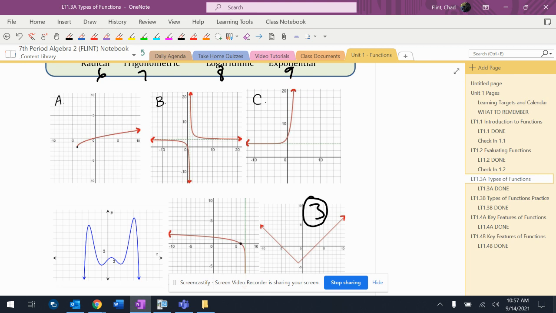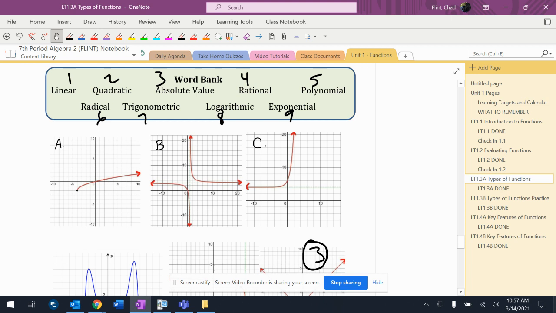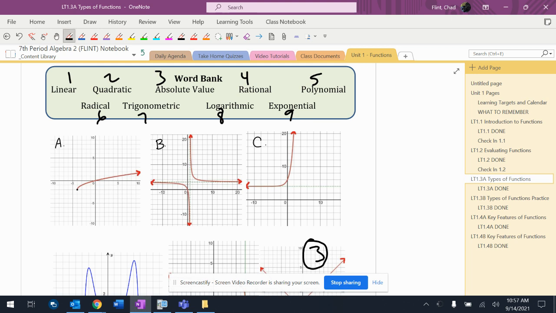Square root. Radical curves are the ones that have a dot at the end and just one arm. So where am I here? Radical. So this is definitely 6 because it definitely looks like a square root.